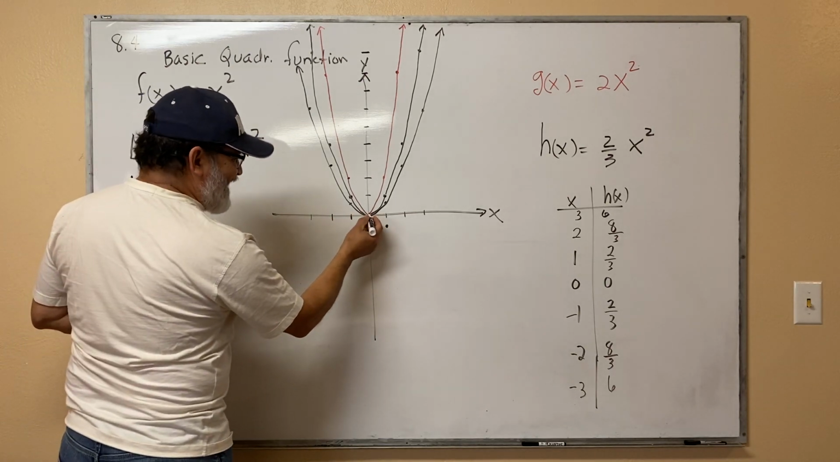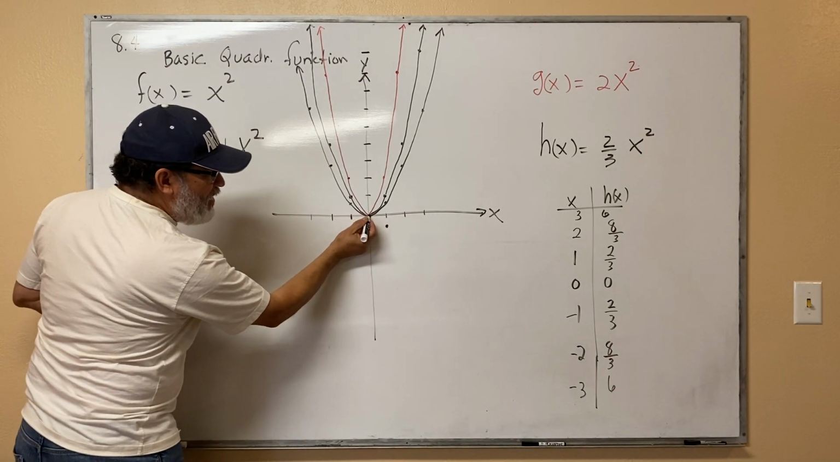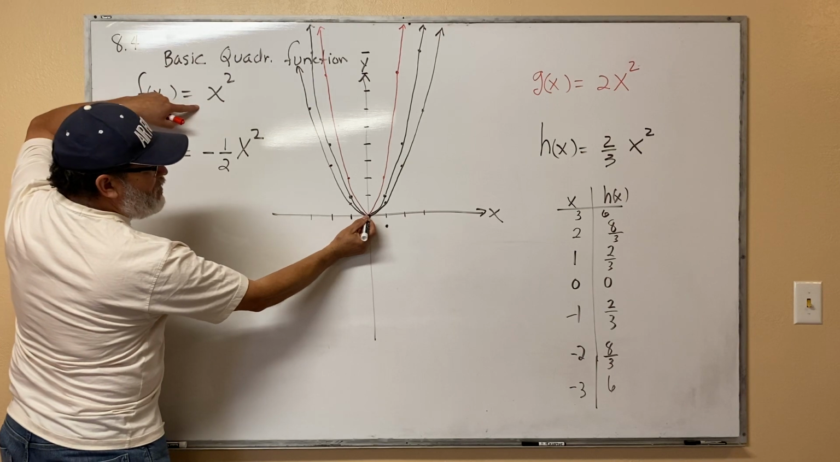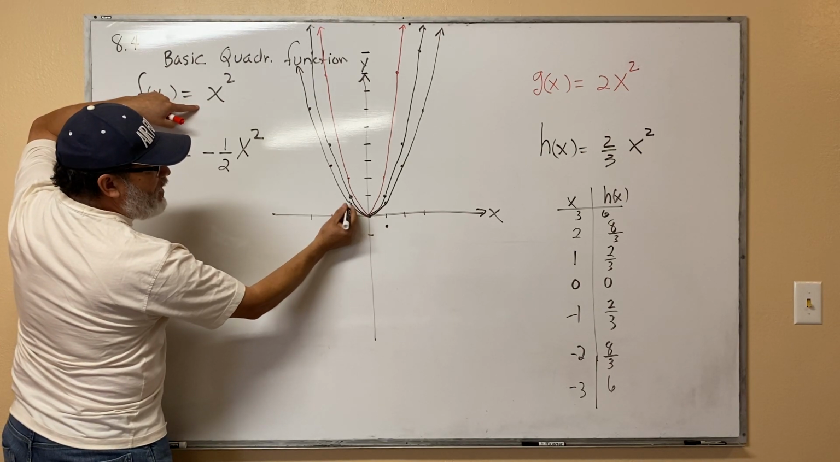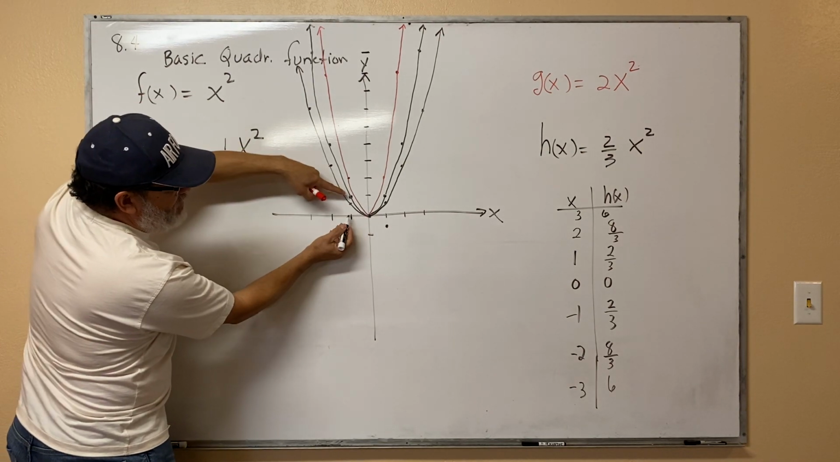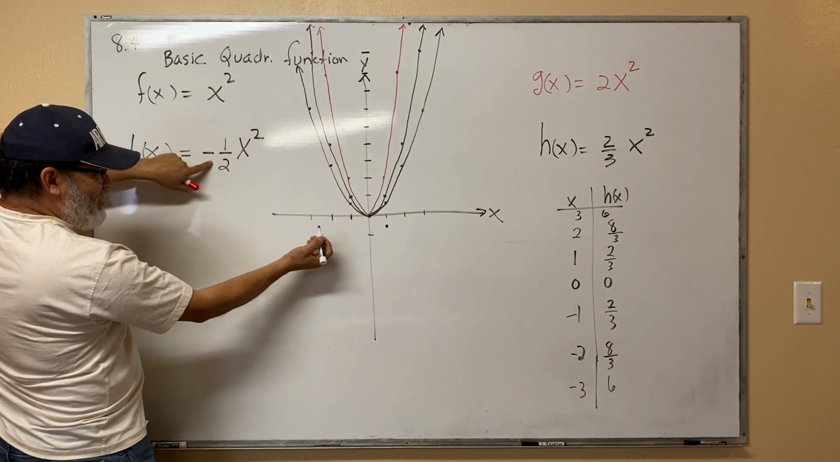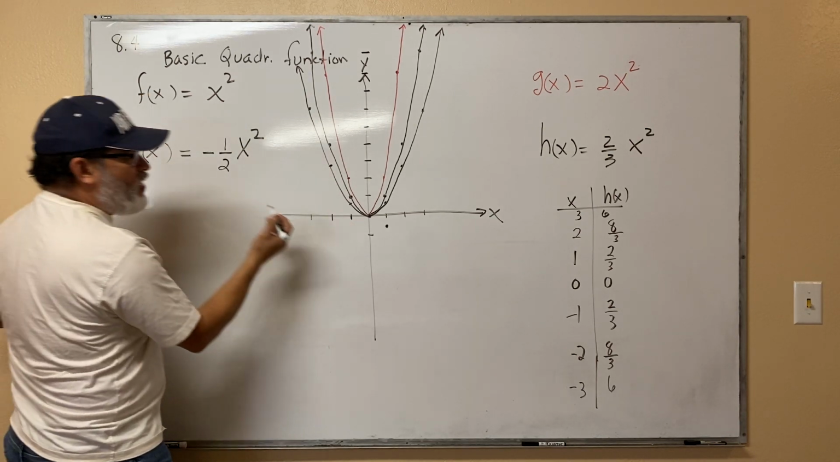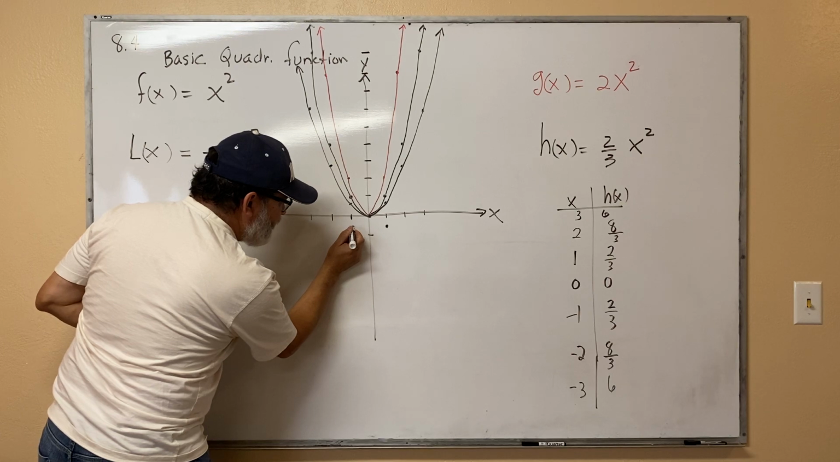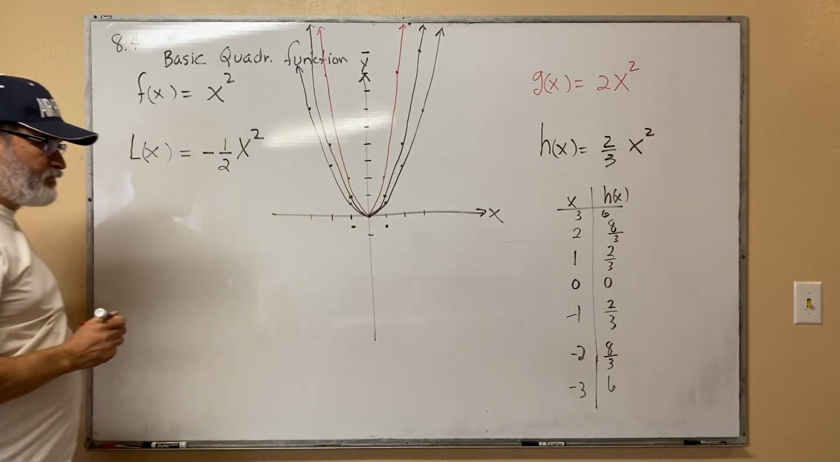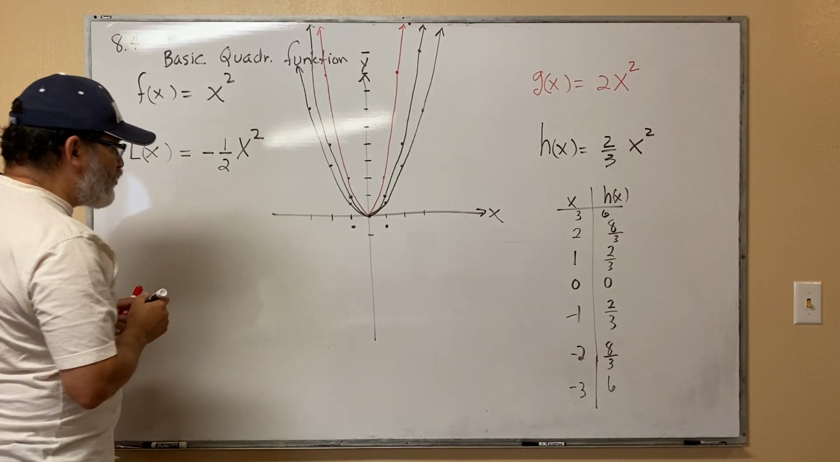Let me say it again. In the basic parabola, this one, one to your left, 1 up. Now you take that 1, multiply by -1/2 to graph this one. And what do you get? -1/2.